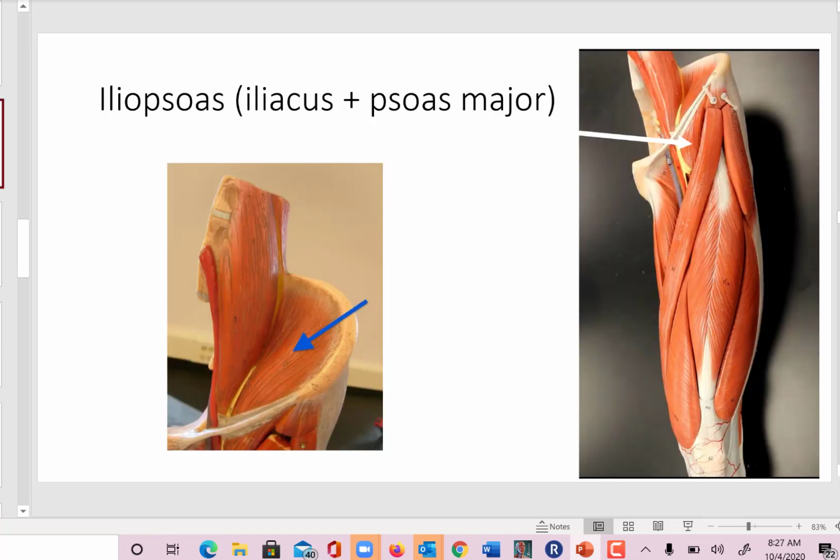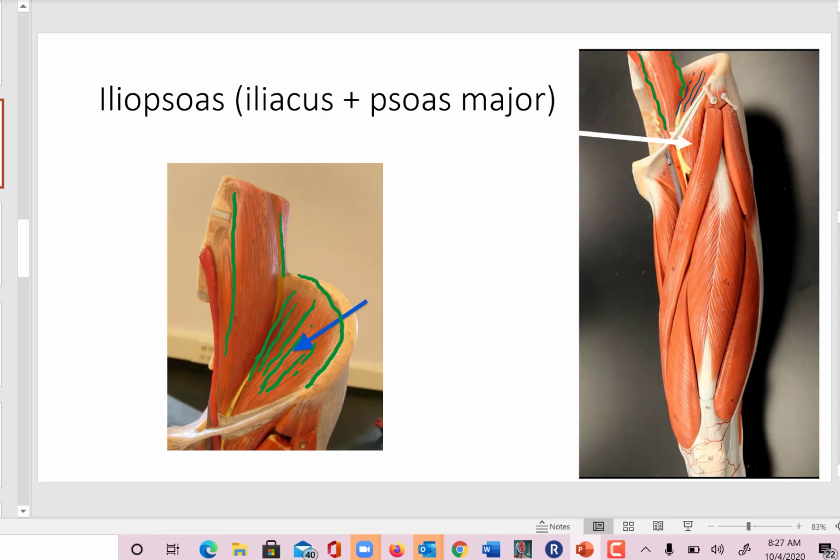Now, here are three muscles. Two combine to make the third. Shown here is the iliac bone, the ilium, and the iliac crest. And you can see this muscle in the iliac fossa, and that is called the iliacus. There is also this muscle that's going along the lumbar vertebrae, and that's called the psoas major. You can also see the psoas major over here, along with the iliacus next to it in the iliac fossa.